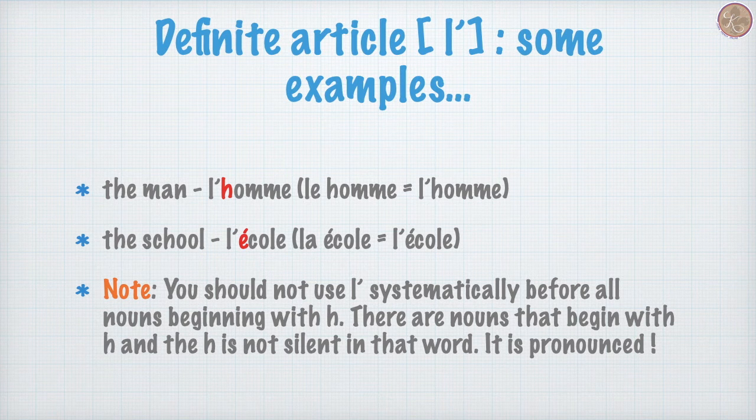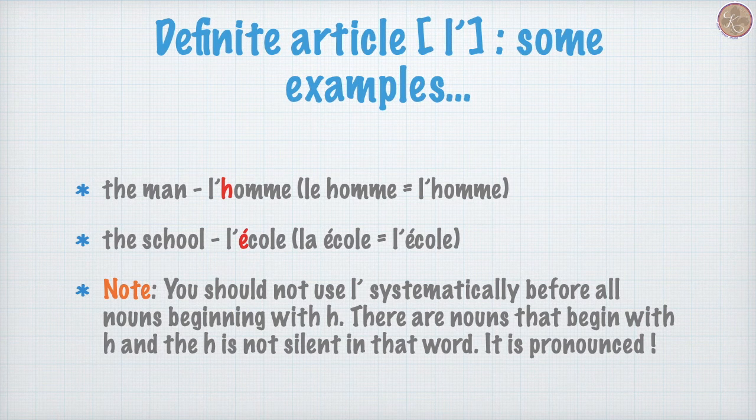Look at the first example. The word in French for man is homme. Look at the spelling, H-O-M-M-E. Now, in this word, the first letter H is silent. So what happens when the first letter H becomes silent? The next letter is a vowel. Therefore, instead of using le, you have to use L', and therefore it becomes l'homme.